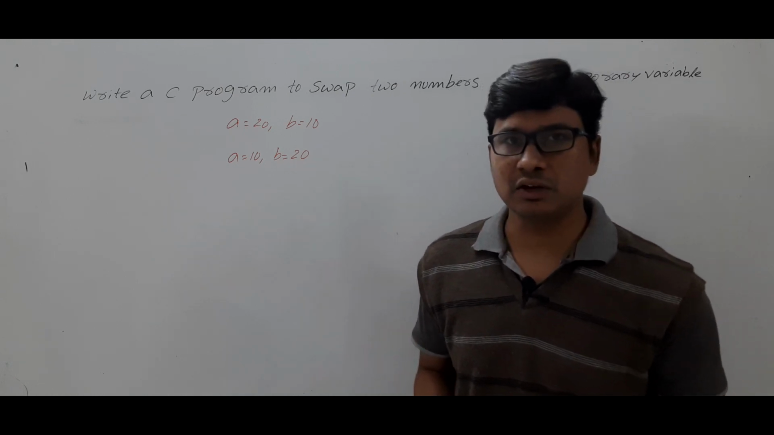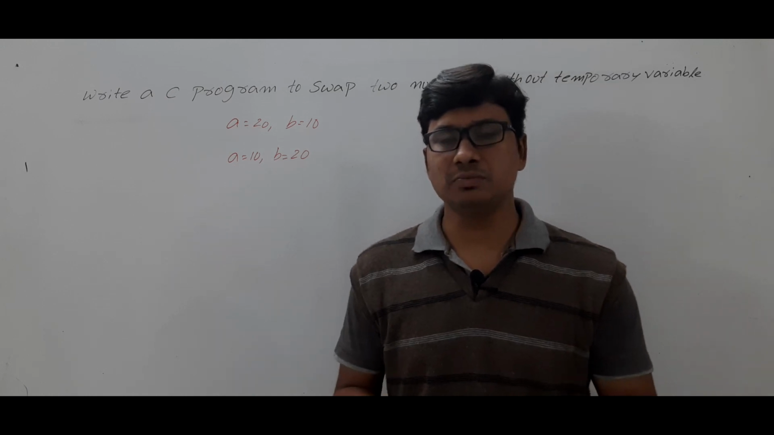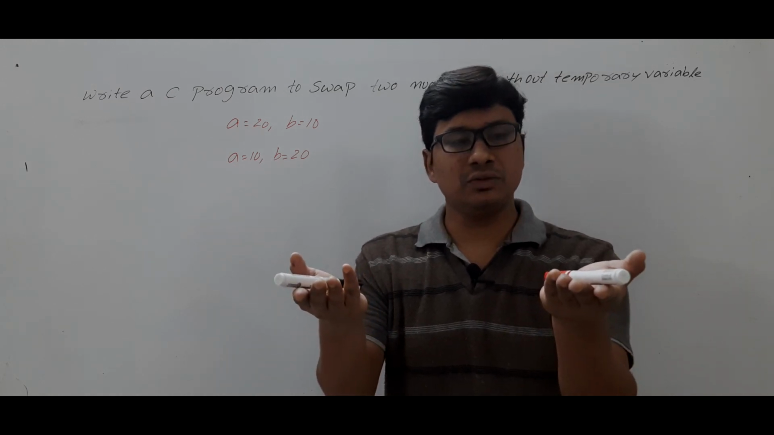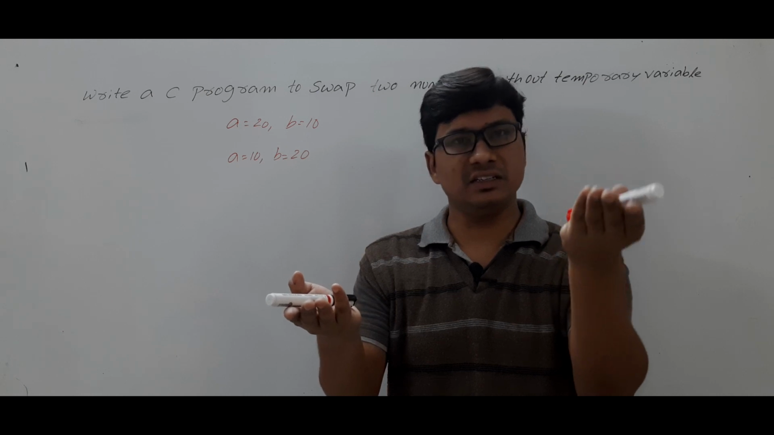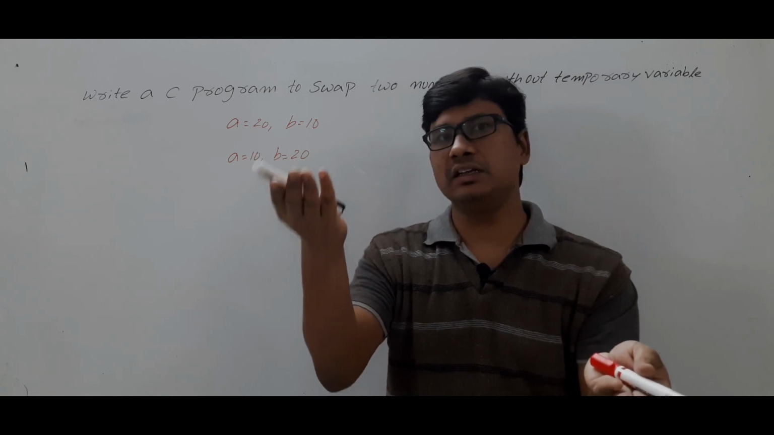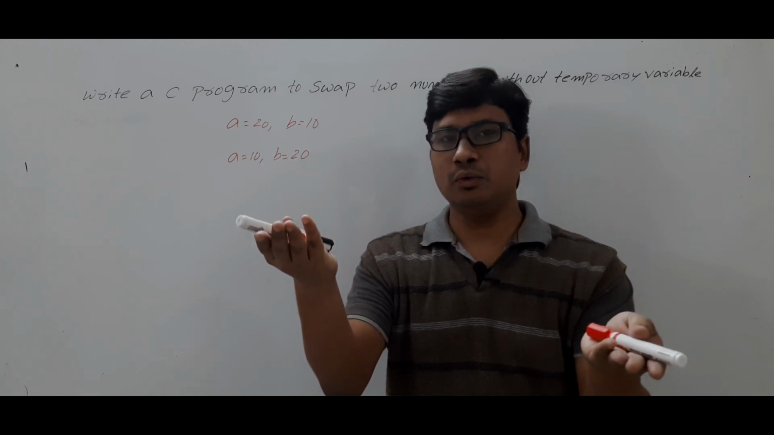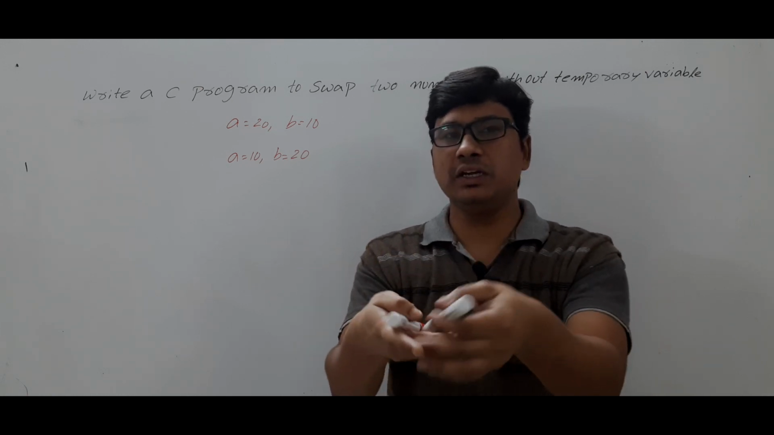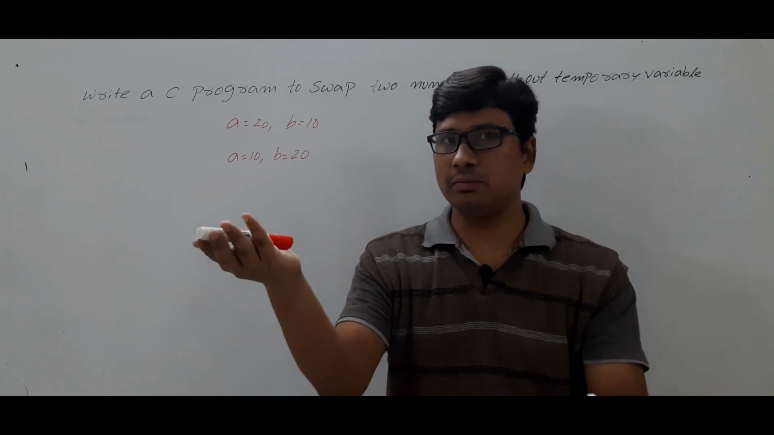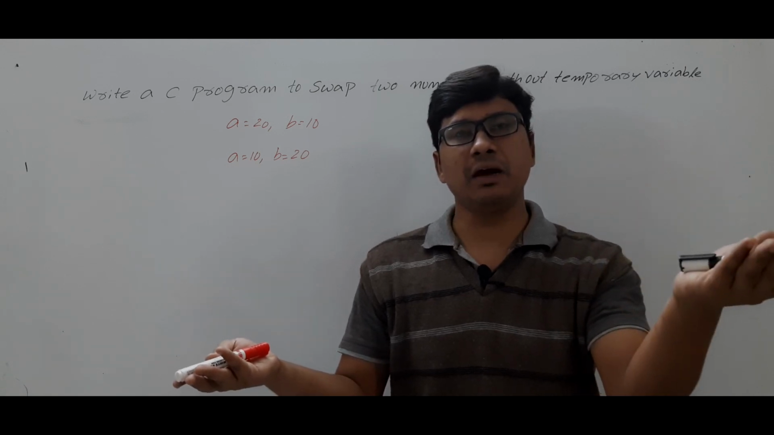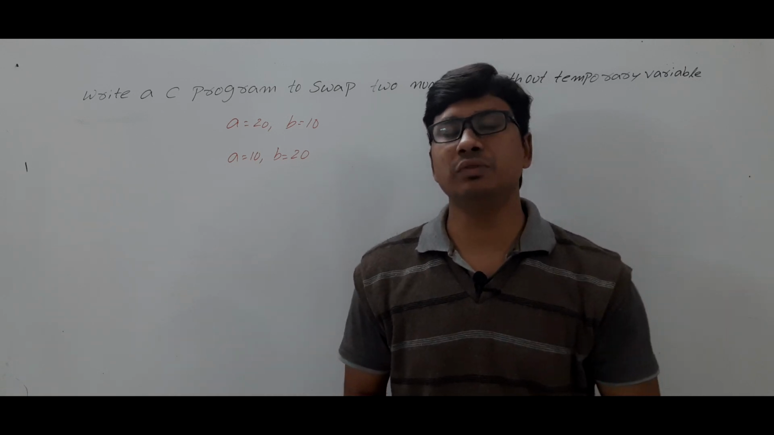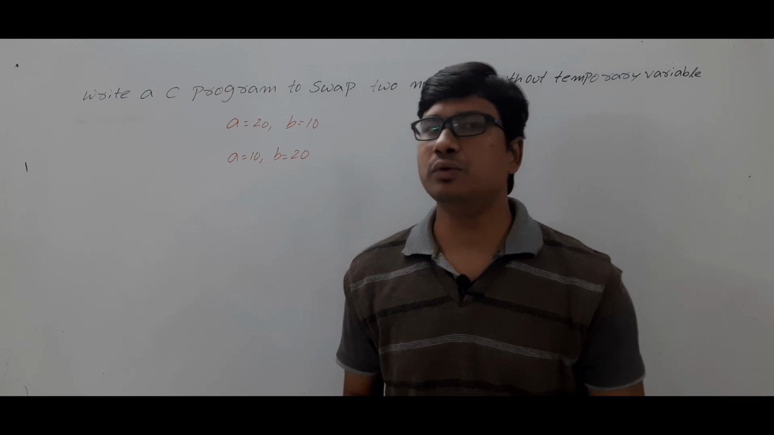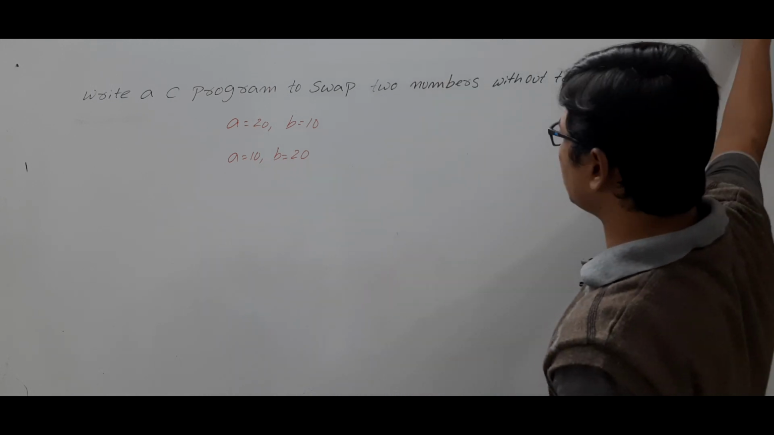If you did not understand what is swapping, let me discuss with a simple example. Now you see that in my left hand there is a red marker, in my right hand there is a black marker. Now what I should do is that in the right hand the red marker should come, in the left hand the black marker should come. So this is what we will call swapping. Now let me write the C program for it.